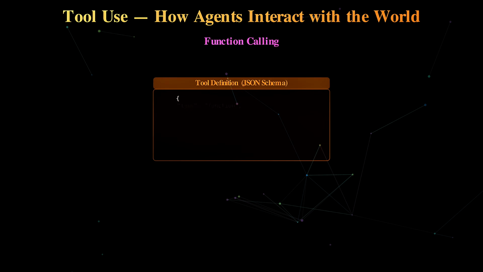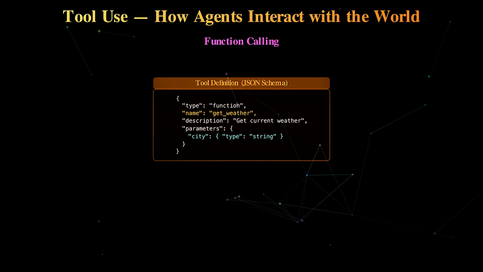Under the hood, tools are defined as JSON schemas in the system message. Each schema specifies a tool's name, description, and parameter types. On the execution side, code running outside the model parses the JSON output, dispatches the call to the actual function or API, and injects the result back into the conversation as a new message for the LLM to process.